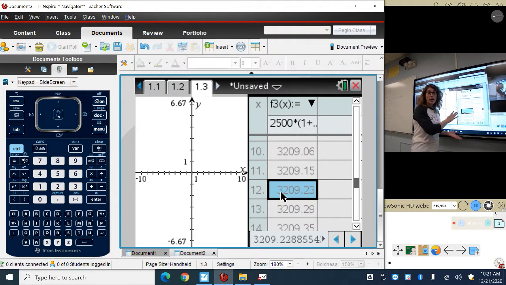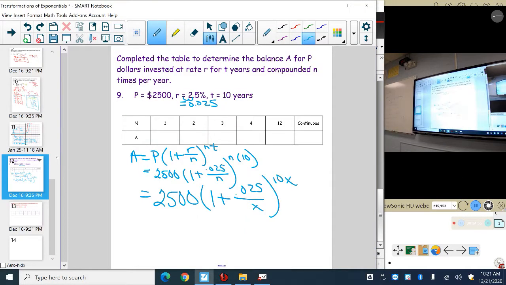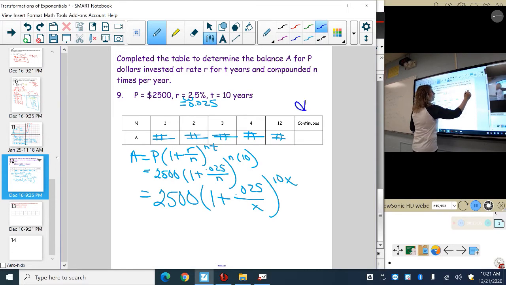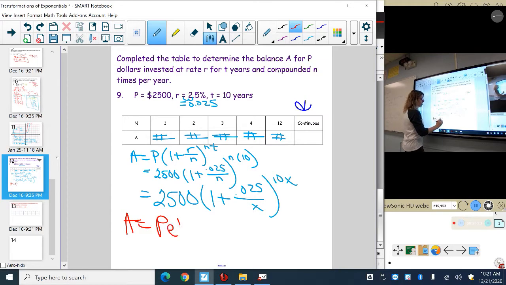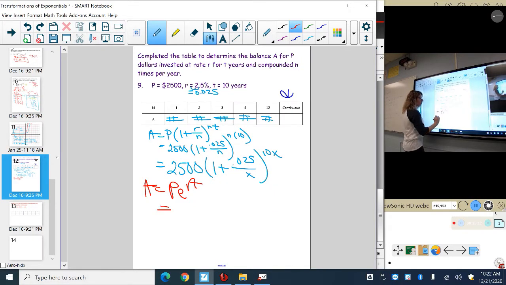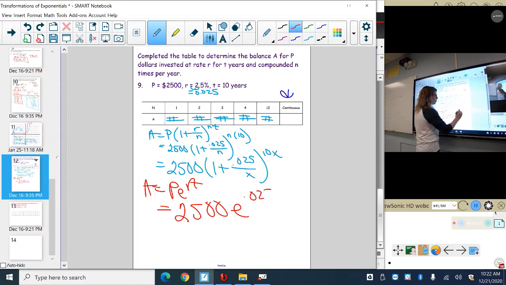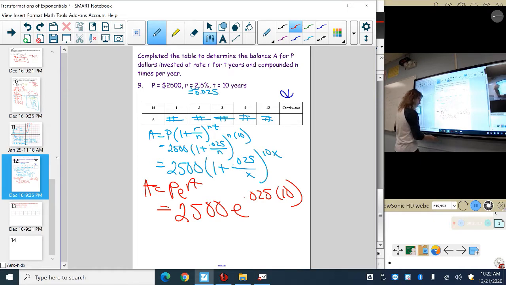Now, here's the kicker. This works great for the compounded problem, but if it's compounding continuously, like PERT is, then it does not work for that, which means we have to come back over here and fill in all those numbers that we just talked about right here. But this last one requires different work. The last one, we use the other formula. The other formula has the $2,500, e, 0.025, and then the time T was 10.